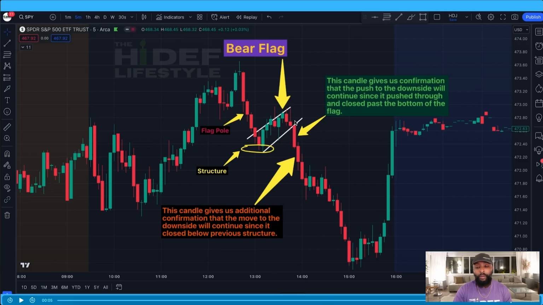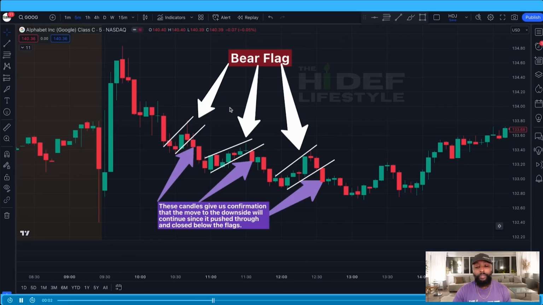This candle right here, this solid red candle, broke below the lower line of the flag. When we see this happening, this is confirming the bear flag. All right. Now, it's important to note this is a point of structure, and this candle right here closed below this point of structure, which just gives us more confirmation that this is a strong downtrend and it will continue. All right, so this is a bear flag. It's just the total opposite of the bull flag.